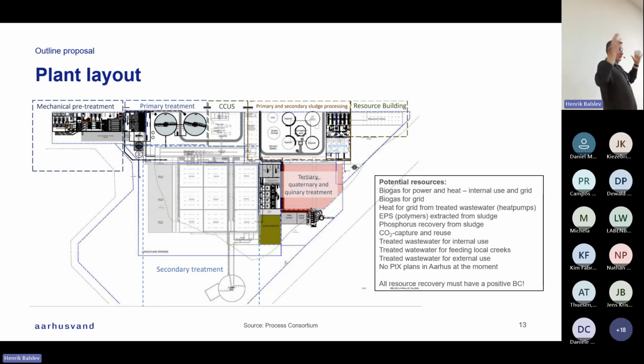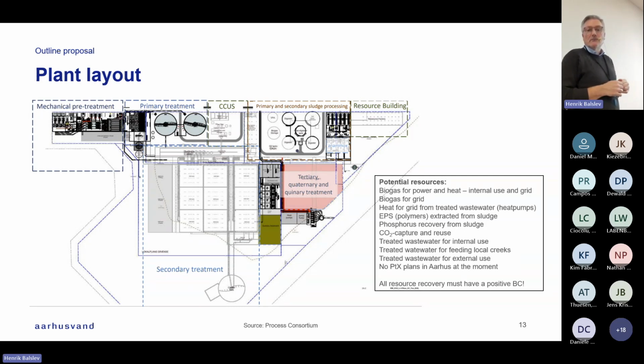That may be big words, but what we have in mind is actually what I have listed on the slide. Biogas for power and heat, internal use, and for the grid. That's actually what we do today also on our existing plants. We could also use the biogas to put on the gas grid. Then we could produce heat for the grid from the treated wastewater using heat pumps. And we could produce polymers extracted from the sludge called EPS. We can take out phosphorus recovery from the sludge.